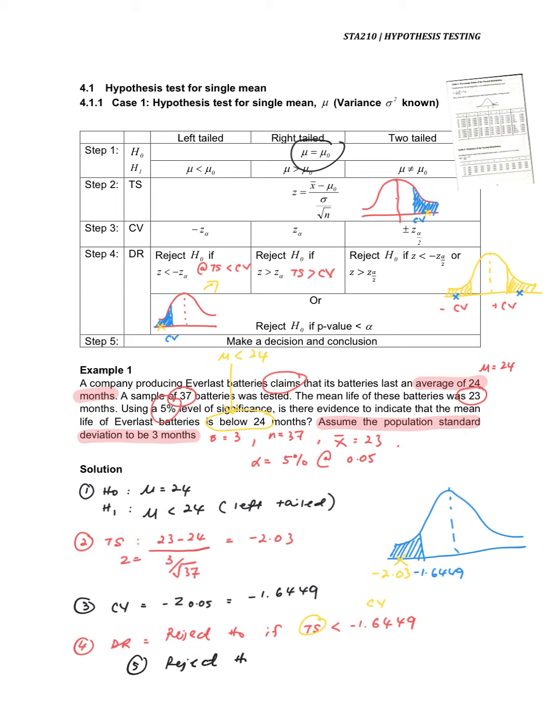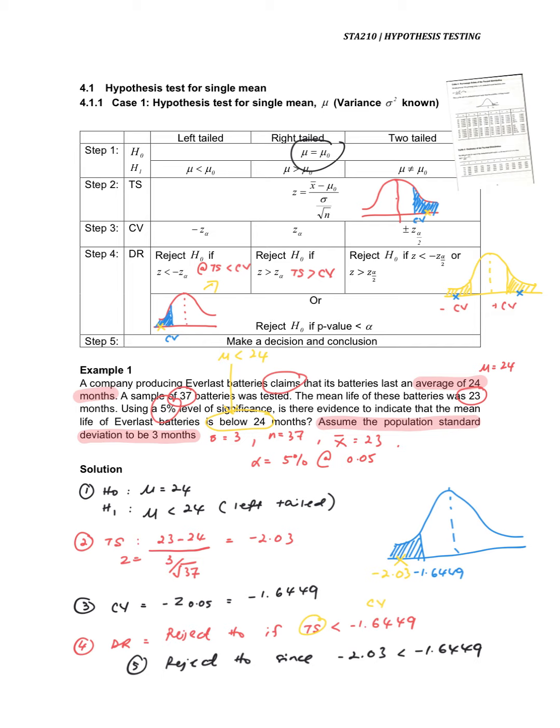So meaning that here, since the test statistic value is less than the critical value, then we decide to reject H0. So we reject H0 since negative 2.03 is less than negative 1.6449. Okay, so what conclusion can be made here? We can say that the test is significant. Okay, since we reject the null hypothesis, then the conclusion is there is significant evidence to indicate that the mean life of average battery is below 24.